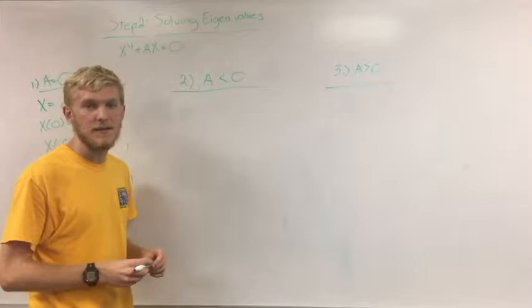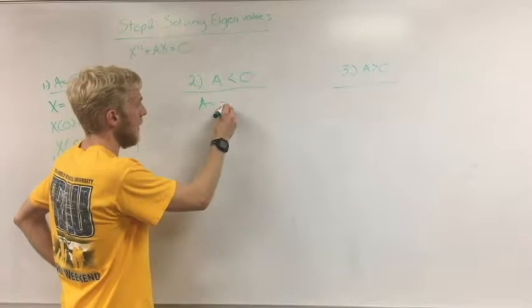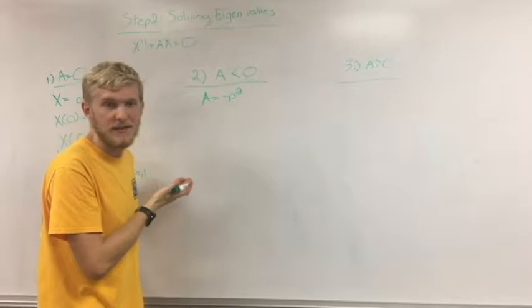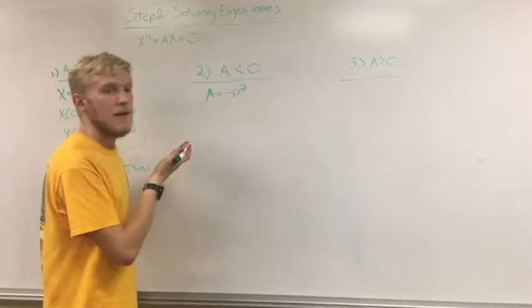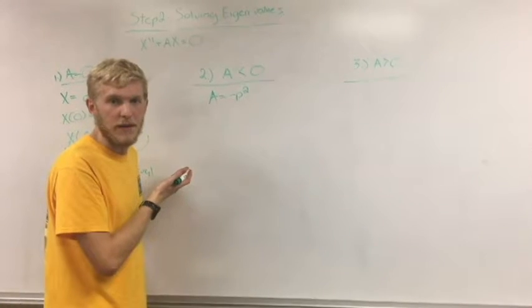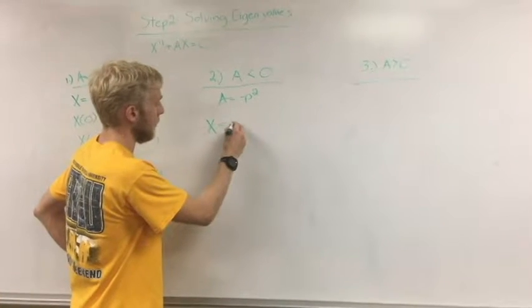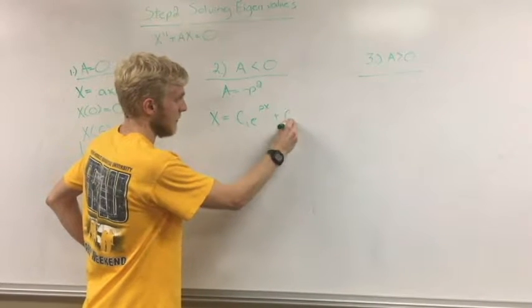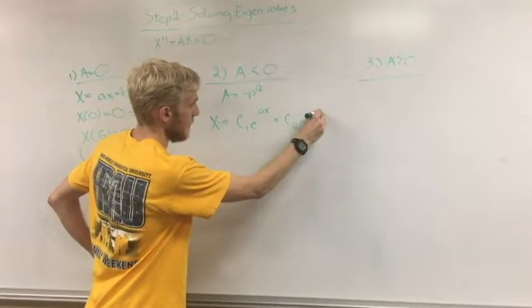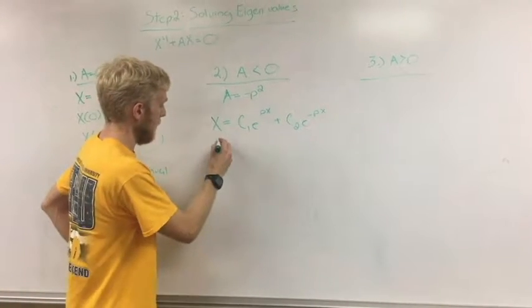From here, we move on to seeing if a is less than 0. In this case, we set a equal to negative p squared. This is just a convention we use simply to make our lives easier. Then, solving the characteristic equation using this yields the following: X is equal to c1 e to the px plus c2 e to the negative px, where c1 and c2 are again just constants.